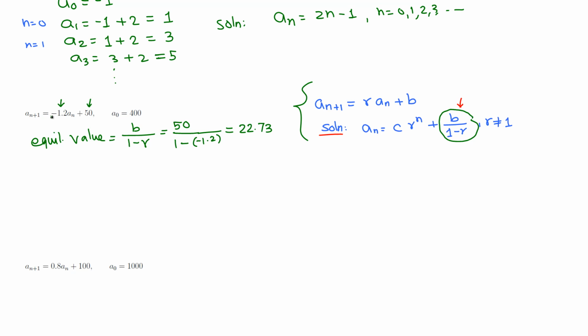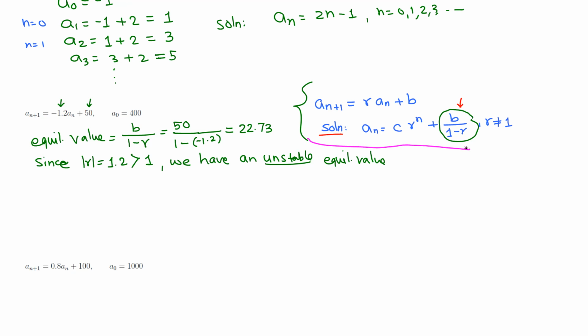And in this question, look at this r. If we find the absolute value of r, that will be a positive number. r is -1.2. If we take the absolute value, it becomes just +1.2, which is bigger than 1. That means this equilibrium value is unstable. So we have an unstable equilibrium value. Okay, this is just the formula here.